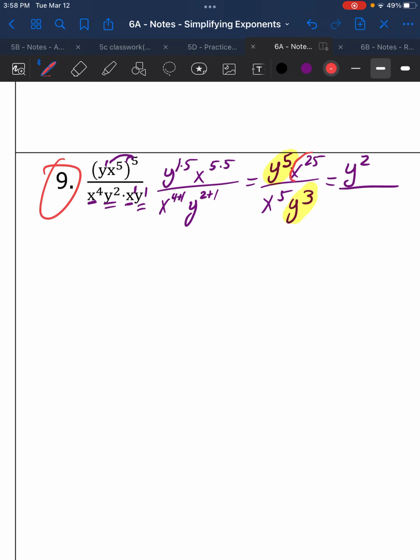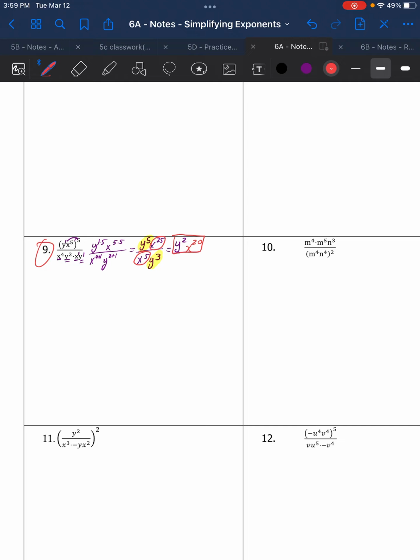My x's, I'm going to do the same thing. I have x to the 25th, and I'm going to subtract the 5th. So 25 minus 5 is 20, so it'll be x to the 20th. And there is my final answer. The denominator is 1. I'm not going to even write it.